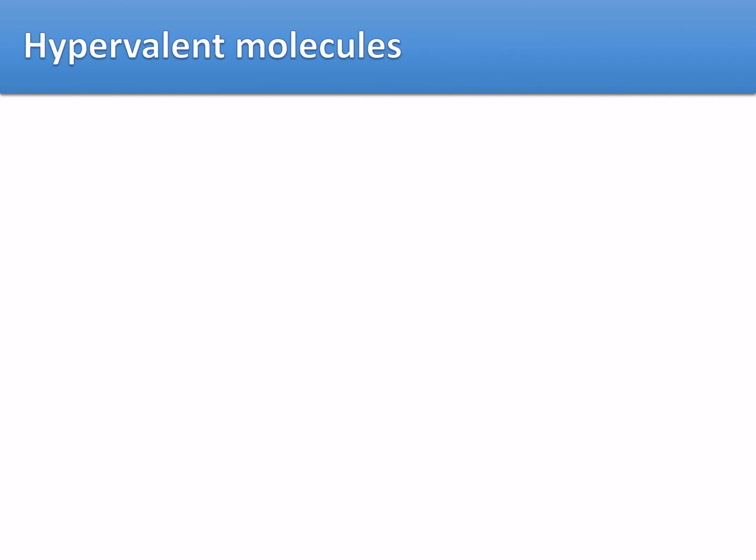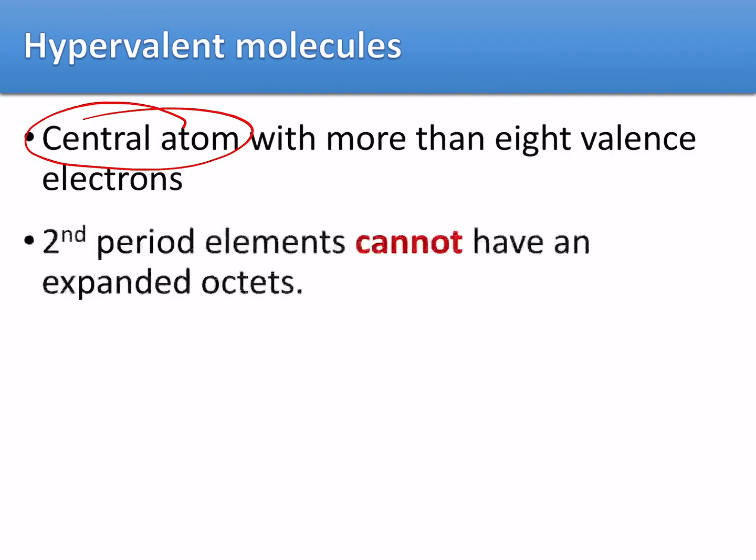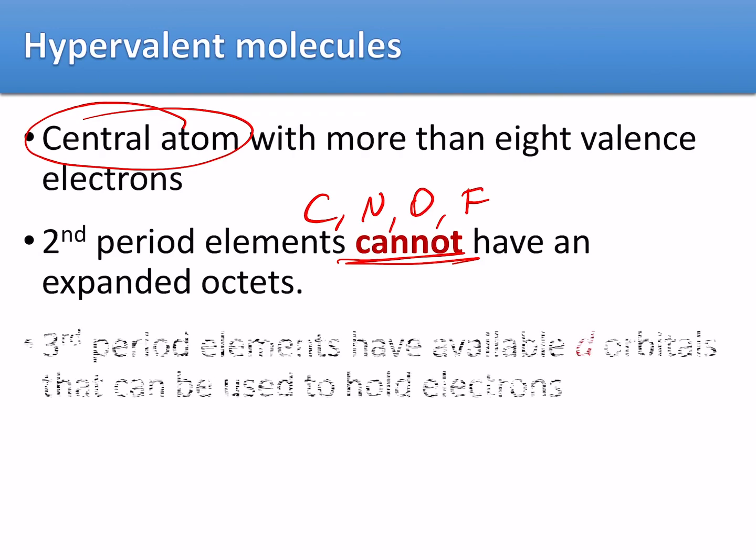More frequent are the hypervalent molecules. Here, those central atoms, and it's always about the central atom, can get more than 8 valence electrons, and they can do so because they have other orbitals that are available. Let's begin by saying that second period elements cannot do it. Who are second period elements? Carbon, nitrogen, oxygen, fluorine. None of them can form expanded octets.